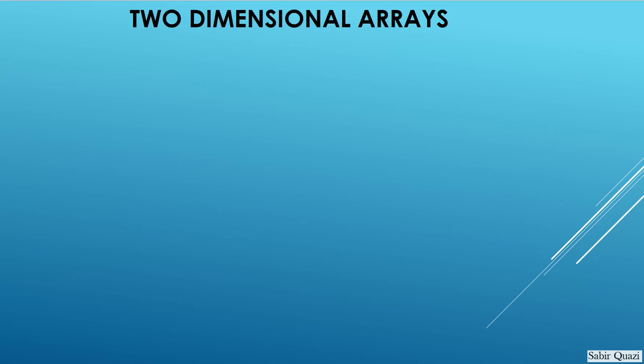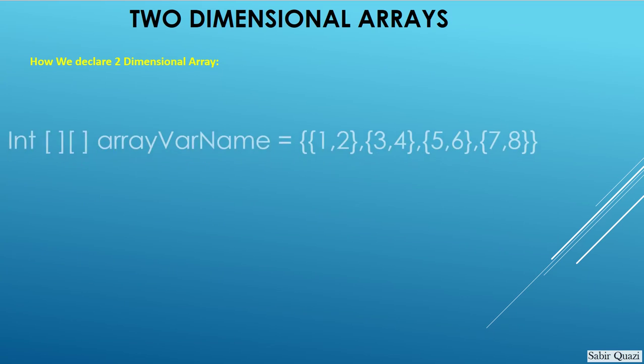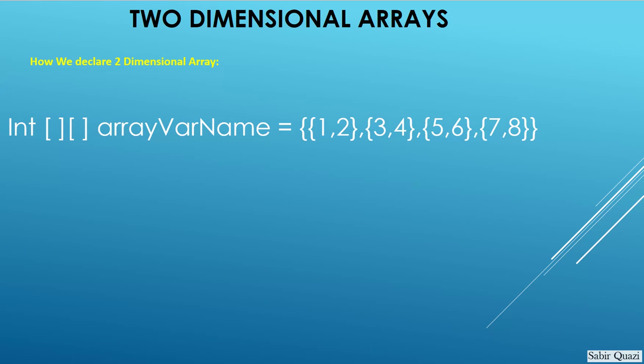Now let's see the two-dimensional array. How do we declare a two-dimensional array? Whatever examples we have seen till now are single-dimensional arrays. There is another type of array called a two-dimensional array. Two-dimensional arrays work similar to a table in an Excel sheet, which has rows and columns.